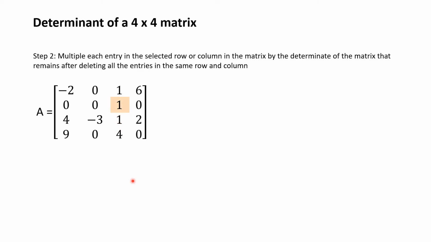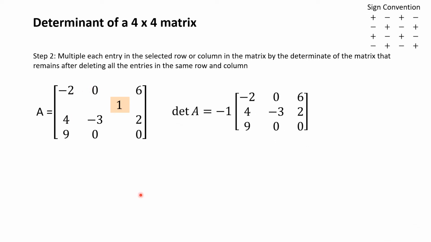So we're going to select this element, and we're going to delete all the entries in the same row and column, and we're going to multiply this entry by the remaining matrix. So determinant A is equal to -1 times the remaining matrix. And this value is negative because this element on the sign convention chart is located over here, and this is a negative value, therefore this term will be negative.